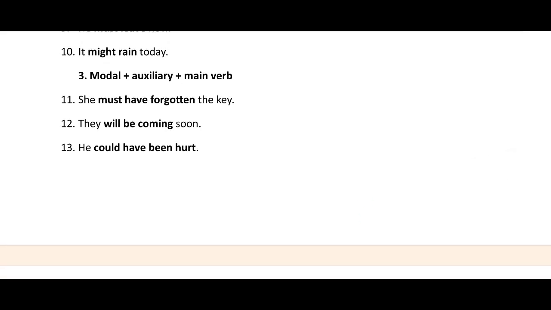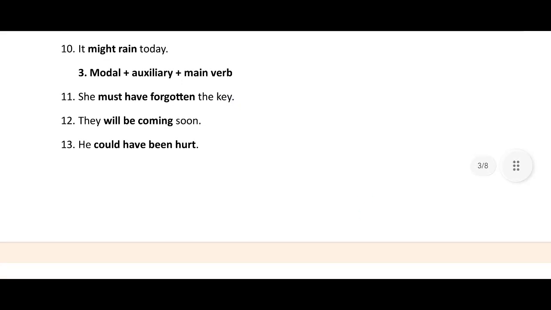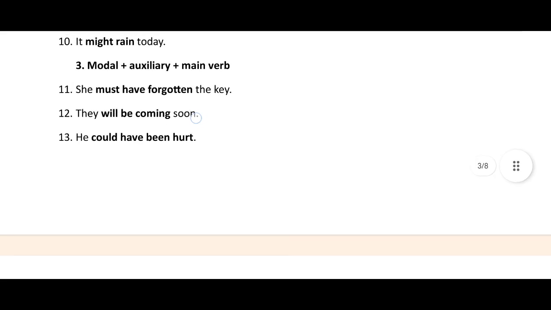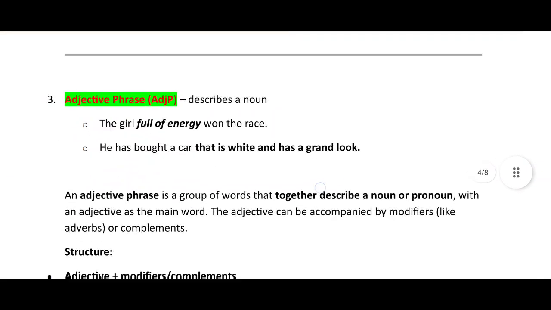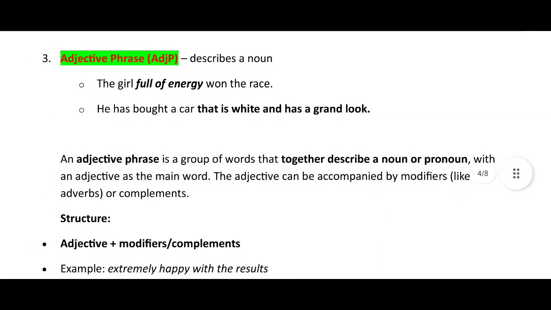She must have forgotten the key. You must have informed me. They will be coming soon. He could have been hurt like this. Adjective phrase. What is meant by adjective phrase? As simple as that.